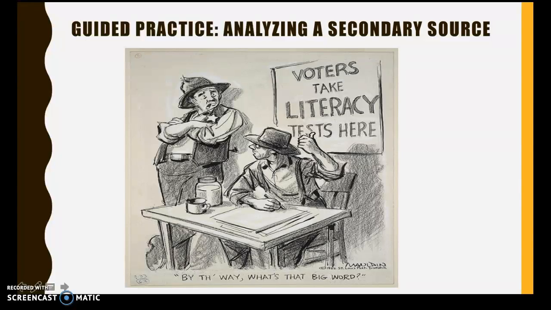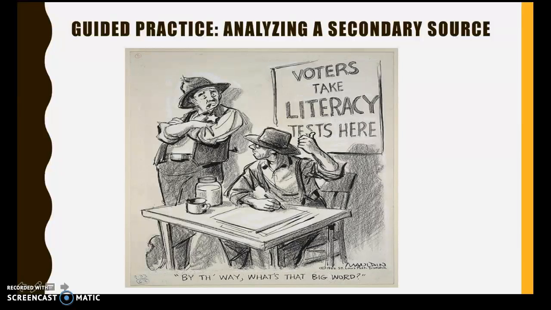So this depicts two men. One looks like a sheriff or a police officer. The other is manning the table where a voter literacy test is going to take place. And the caption says, "By the way, what's that big word?" And this just kind of shows that the people giving the tests, who were white, didn't necessarily have the best grasp on literacy themselves. So this shows that most likely, yes, literacy tests were discriminatory against African Americans.